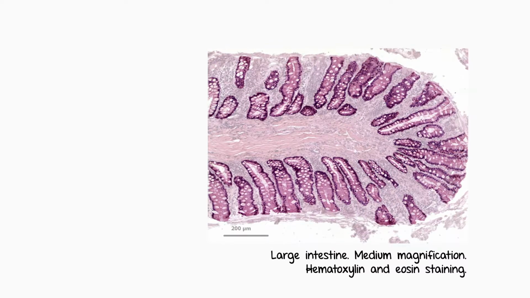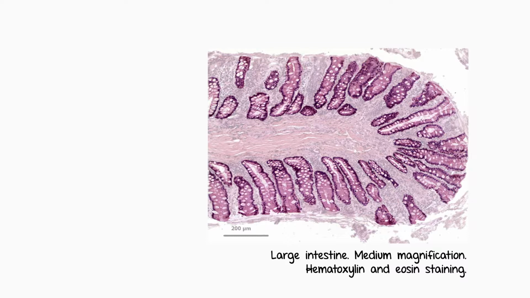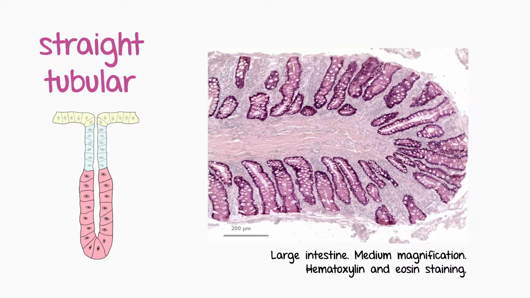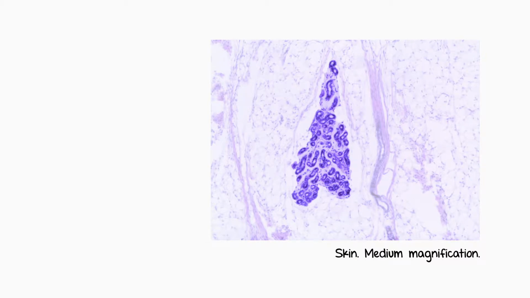Each one of these tubes, formed by simple columnar epithelium and supported by loose connective tissue, is an intestinal gland, whose cells are organized as shown on this schematic drawing. Notice that the intestinal glands are straight, different from what we find when we observe, on a skin slide, the eccrine sweat glands, which are coiled.